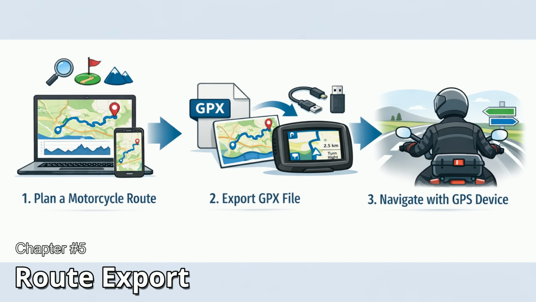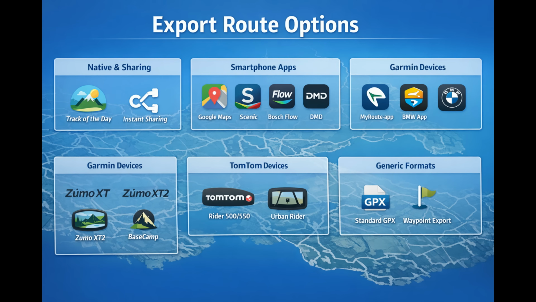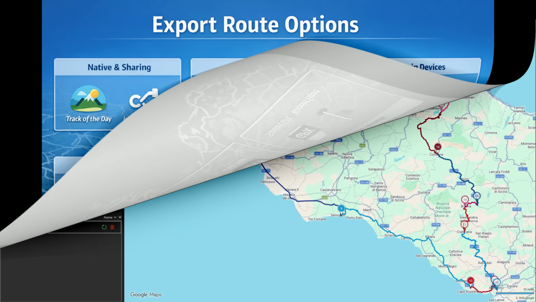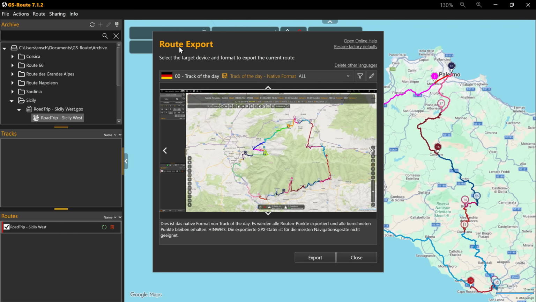Chapter 5: Route Export from Planning to Your Bike. Whether you use a BMW Navigator, Garmin, TomTom, DMD2, MyRoute app, or the Bosch Flow app for e-bikes, planned routes now transfer easily to your device. The export dialog offers a dedicated provider for each export type with logos and settings. Standard profiles for all common navigation devices are included, complete with images and short explanations.